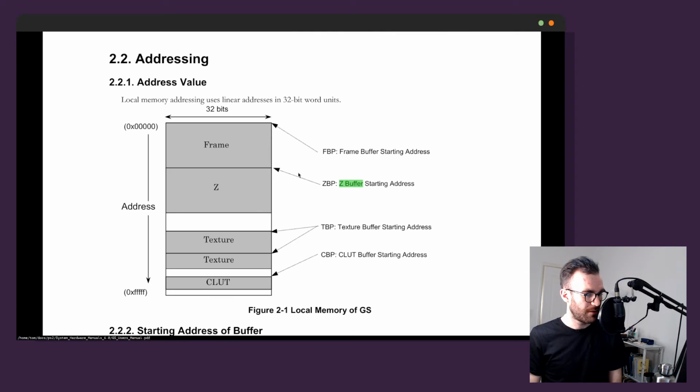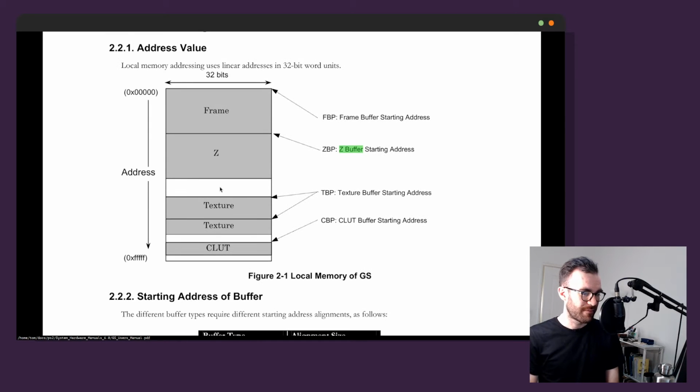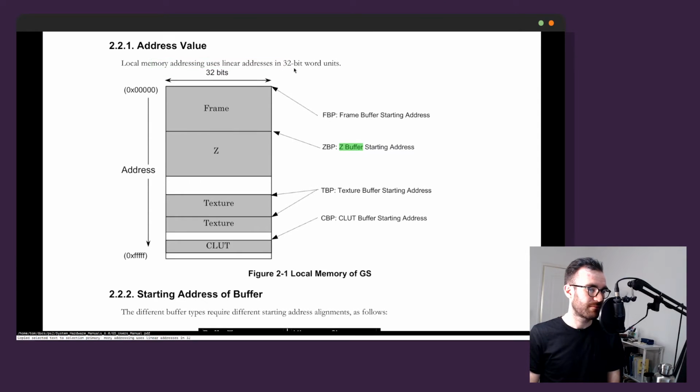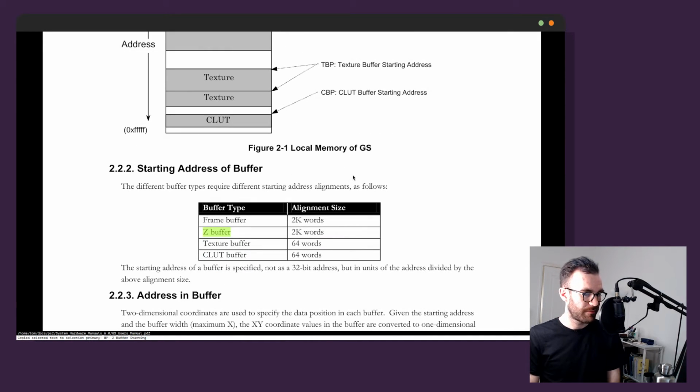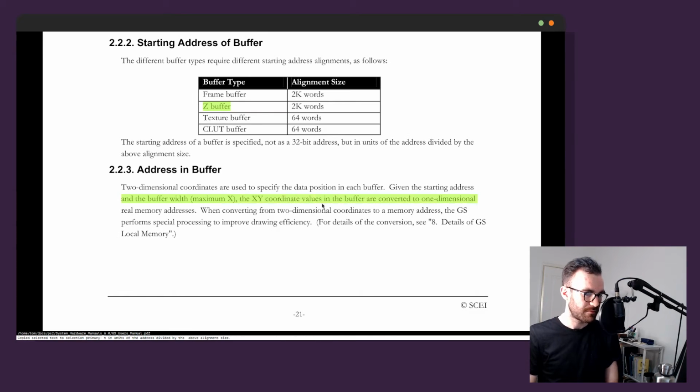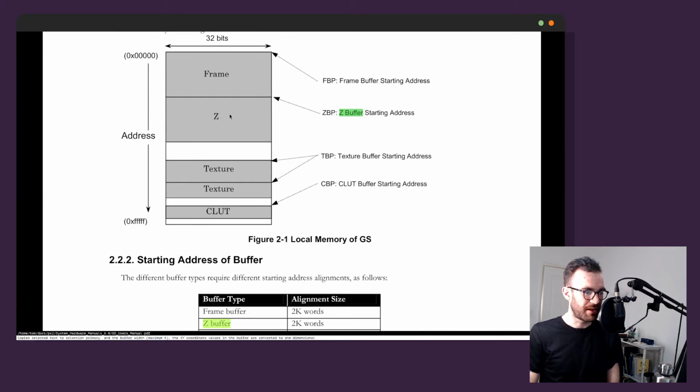But area for drawing, address value. So this is what I want. So okay. Why is there a gap here? Why is there a gap here? 32-bit word units, yeah. Frame buffer starting address, ZBuffer starting address. 2K words. This is all good. Starting address buffer is specified, unit of address divided by the above alignment size. Yes. I feel like this is the section that's going to tell me what I need.